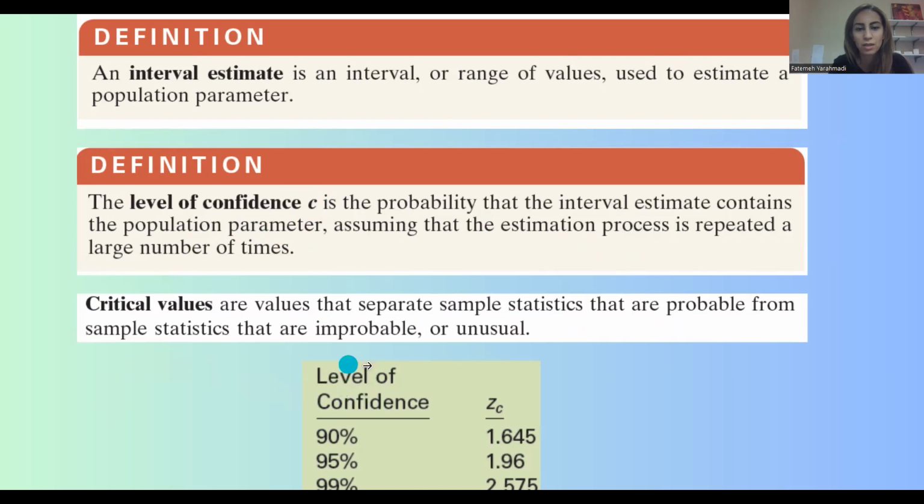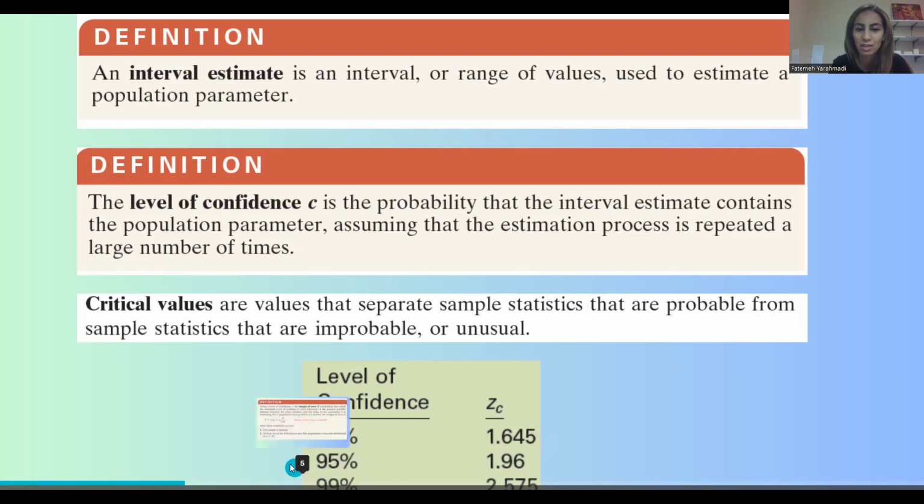There are some popular levels of confidence, like 90%. When you have a 90% level of confidence, its critical value Z sub C is 1.645. When you have level of confidence 95%, its critical value is 1.96. If you have the level of confidence 99%, its critical value is 2.575.